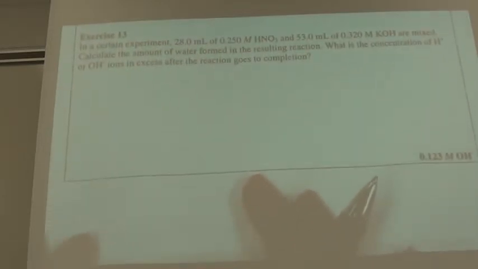Moving on to the second problem. In a certain experiment, 28 milliliters of 0.25 molar nitric acid and 53 milliliters of 0.320 molar KOH are mixed. Calculate the amount of water formed in the resulting reaction, and what's the concentration of either the H plus or the OH minus in excess after the reaction goes to completion.